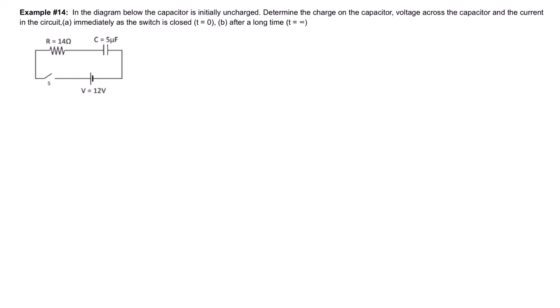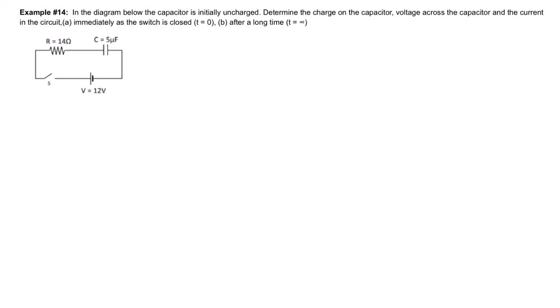All right, here we go. We've got an initially uncharged capacitor of 5 microfarads. We've got a battery with a potential of 12 volts. And then we've got a resistor that has a resistance of 14 ohms. So we close the switch.